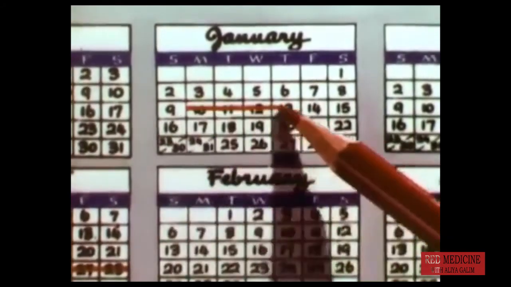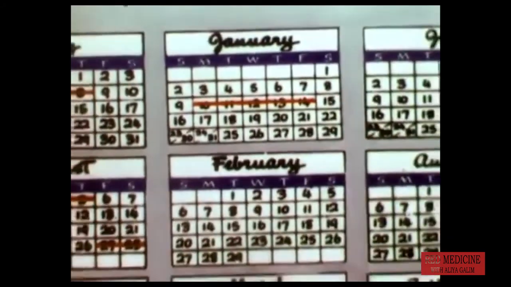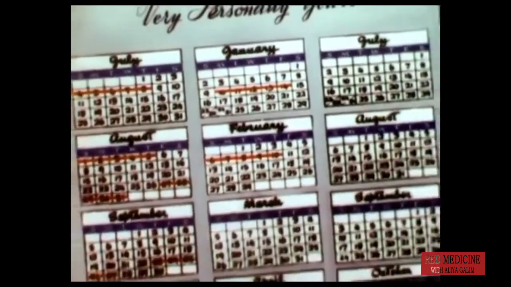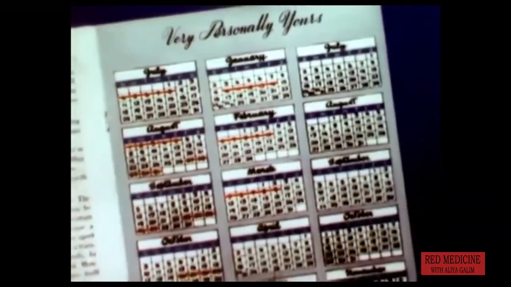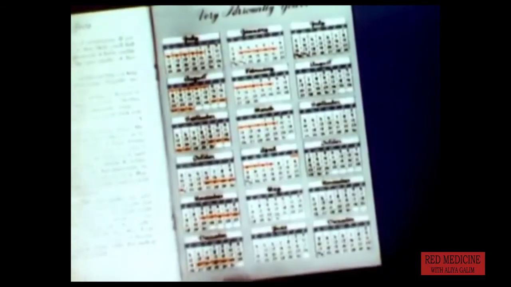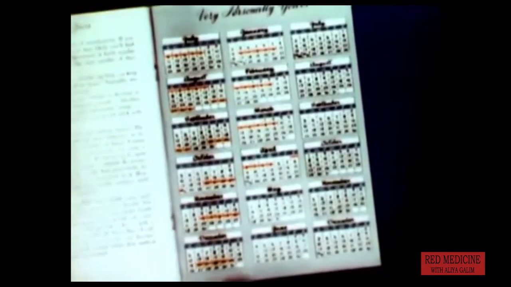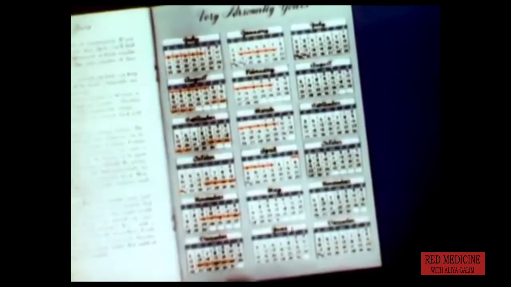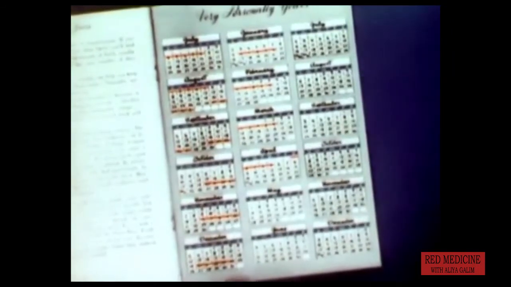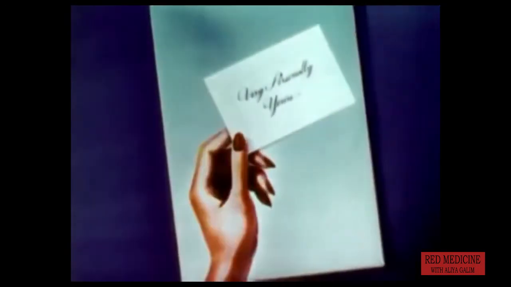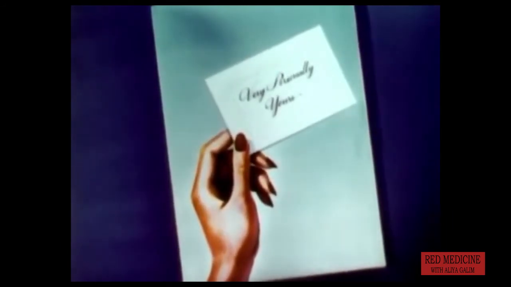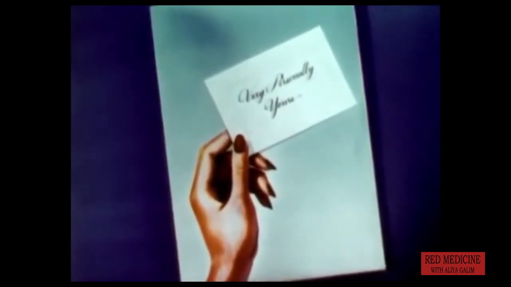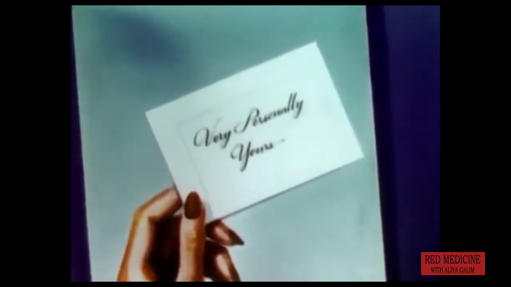Of course, you'll want to keep a personal calendar. Mark the first day of each period and check to see that there are about the same number of days between periods. It's not only a useful record of past performance, but it comes in handy when you have to plan ahead. This calendar appears in an interesting booklet called Very Personally Yours. This booklet has been prepared to enlarge upon what you learn from this brief film.